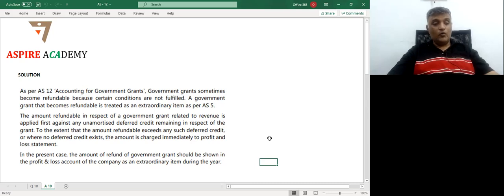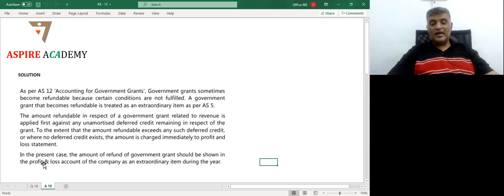To the extent that the amount refundable exceeds any such deferred credit, the amount refundable was 16 lakhs in the earlier problem. But the amount in the deferred grant credit was only 8 lakhs. So the balance 8 lakhs was taken to the P&L account. Same thing. Now they say to the extent that the amount refundable exceeds any such deferred credit or where no deferred credit exists, the amount is charged immediately to P&L account.